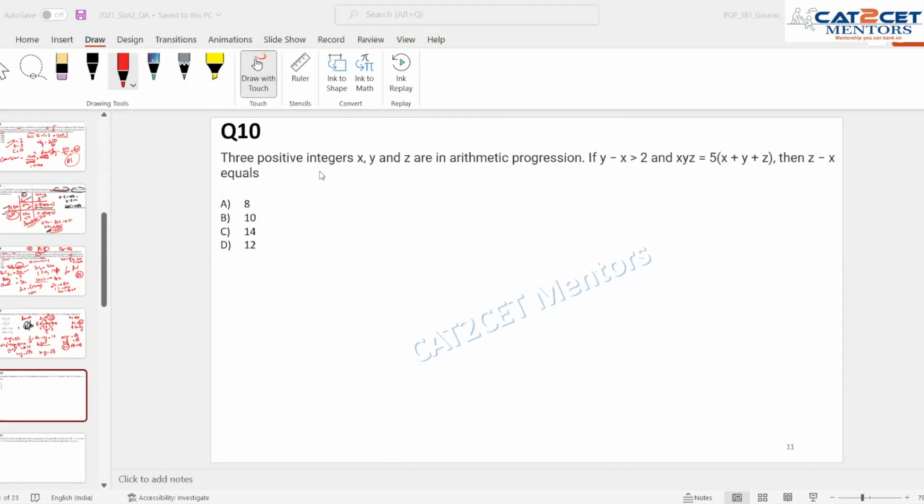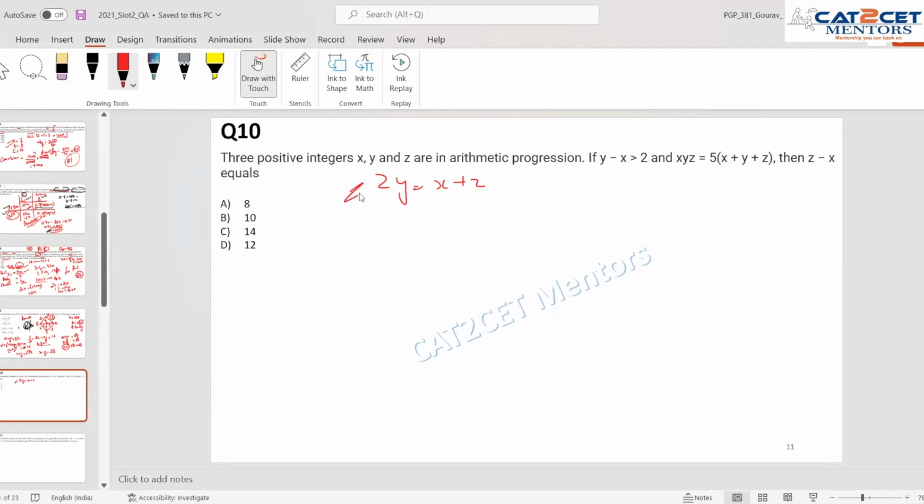Question: we are given there are three positive integers x, y, and z, and they are in arithmetic progression. Okay, so that means 2y equals x plus z. And y minus x is greater than 2 and x times y times z equals 5 times x plus y plus z, then we need to find the value of z minus x. So we can't do much with this equation, so we will use it in elimination. We will proceed with this equation where we know x times y times z equals 5 times x plus y plus z.